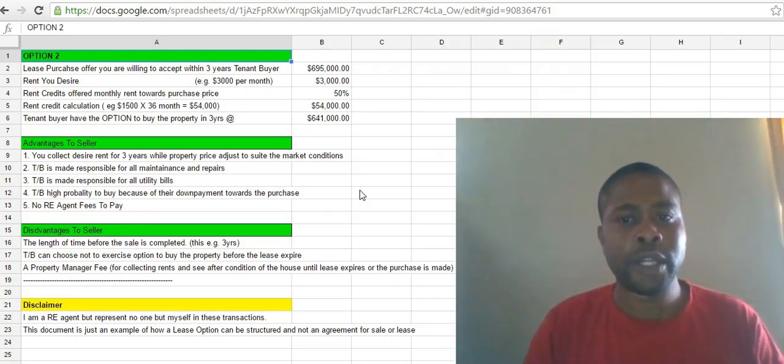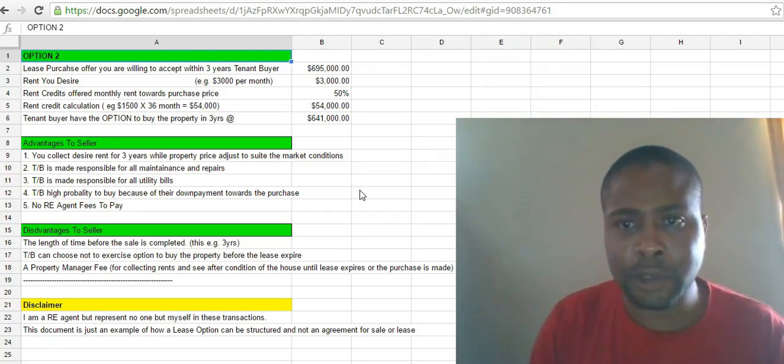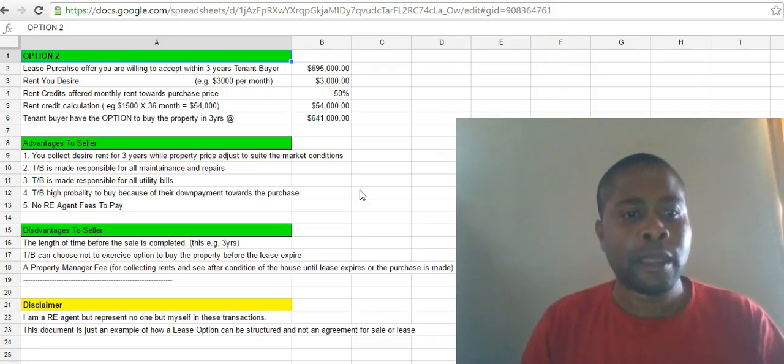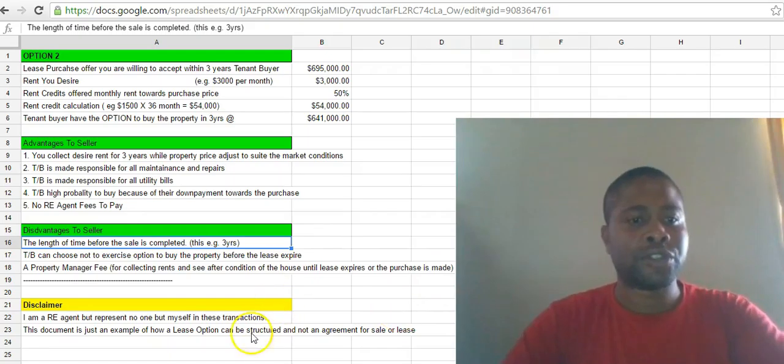Again, no real estate agent's fees, and again, this is not written in stone. Again, it all depends on the agreements and so on. The disadvantages pretty much remain the same, just that it goes from 5 years to 3 years.